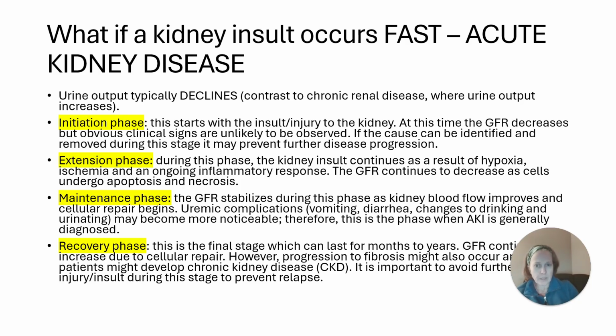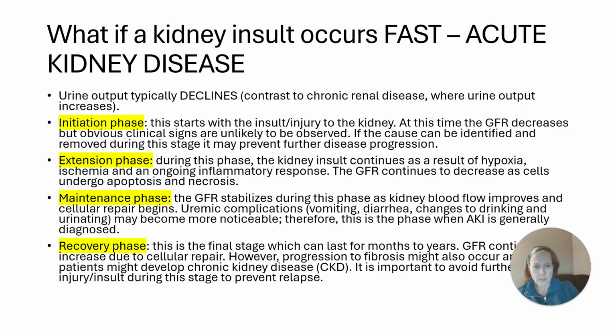The initiation phase, which is the actual insult, is where the glomerular filtration rate, remember our glomerulus in our nephron diagram, decreases. But many times we don't see obvious clinical signs. If we can identify the cause at this point, it is important that it gets removed and treated to prevent further disease progression. So if it is acute hypotension, we have got to correct the hypotension.